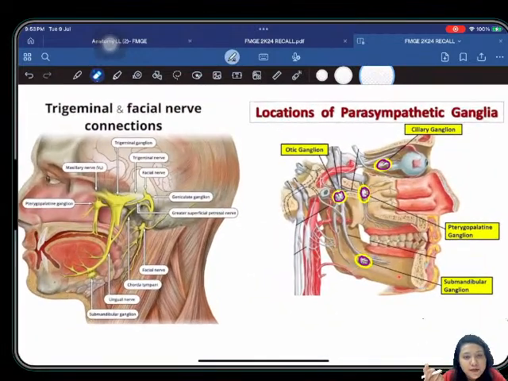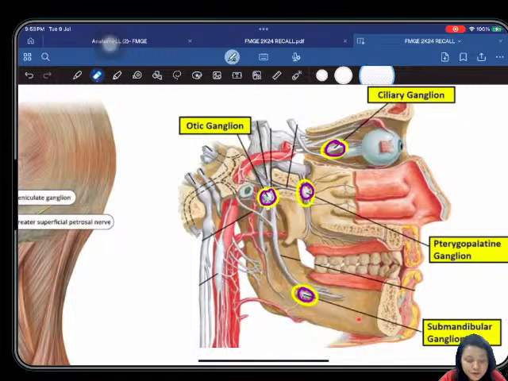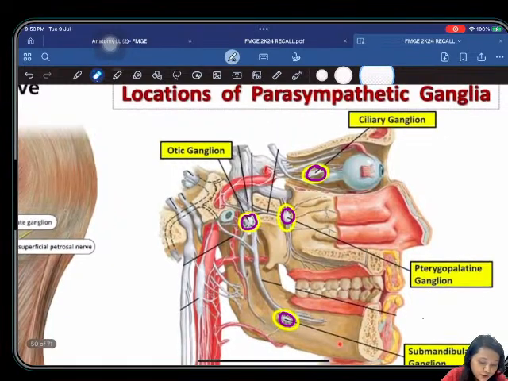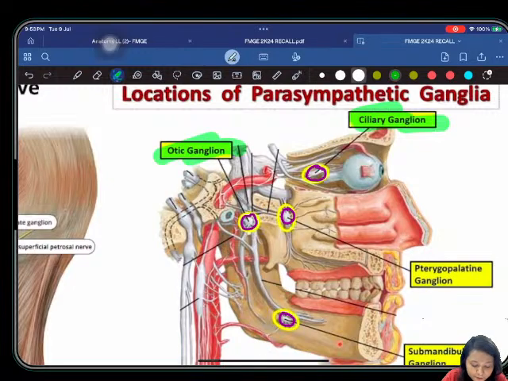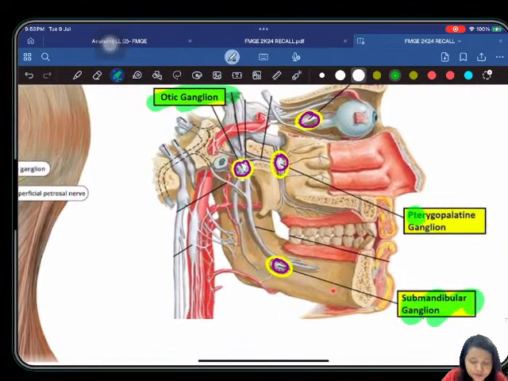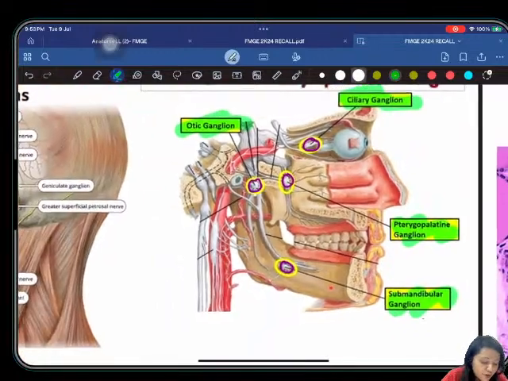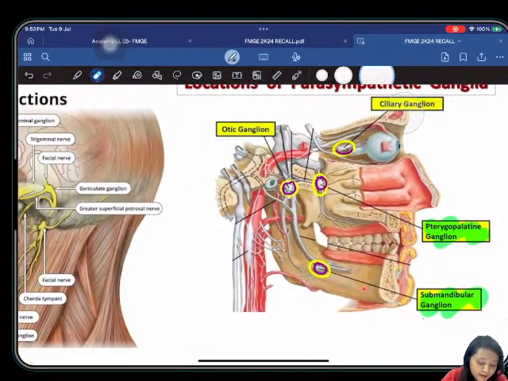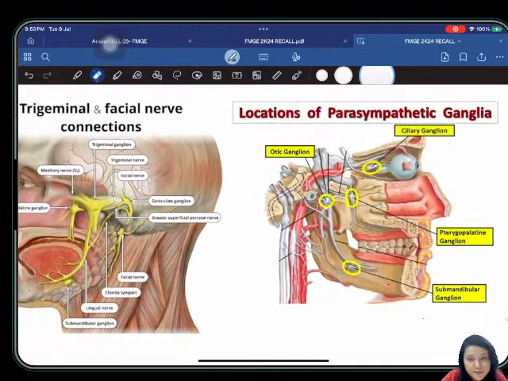Also, this time they asked about the pterygopalatine ganglion. They marked the location and asked. So next time you might get a question on either the ciliary or otic or submandibular, or again they might repeat the pterygopalatine as well. So the parasympathetic ganglia as a whole are important for your exam. You have to study the parasympathetic ganglia as a whole.